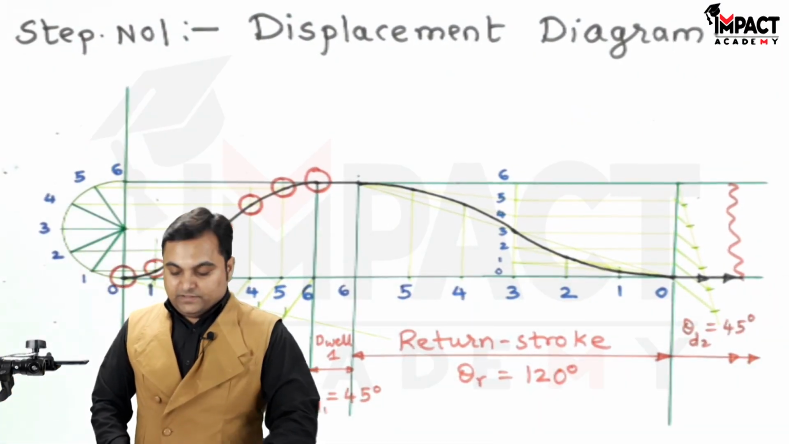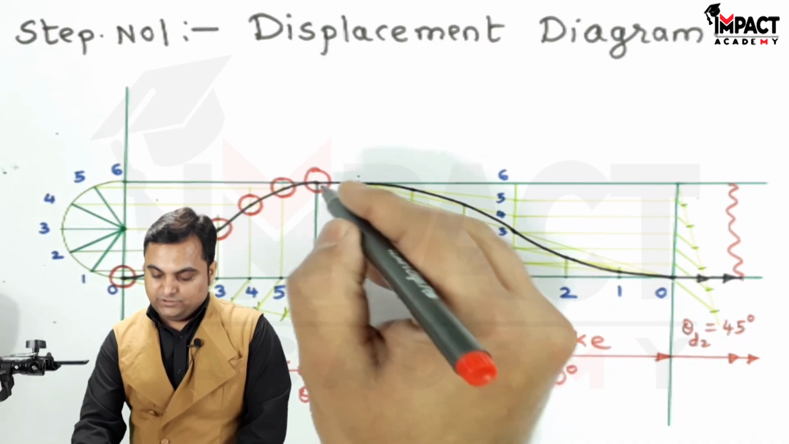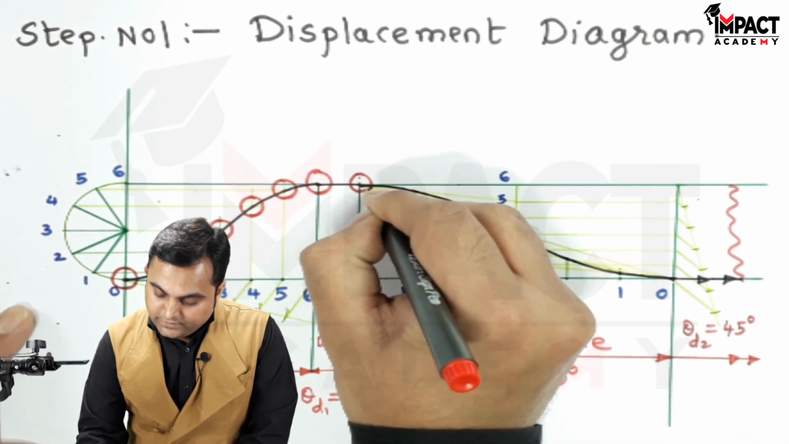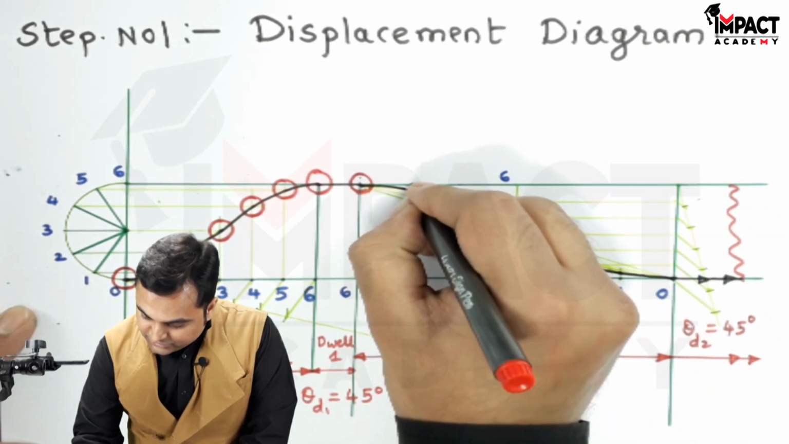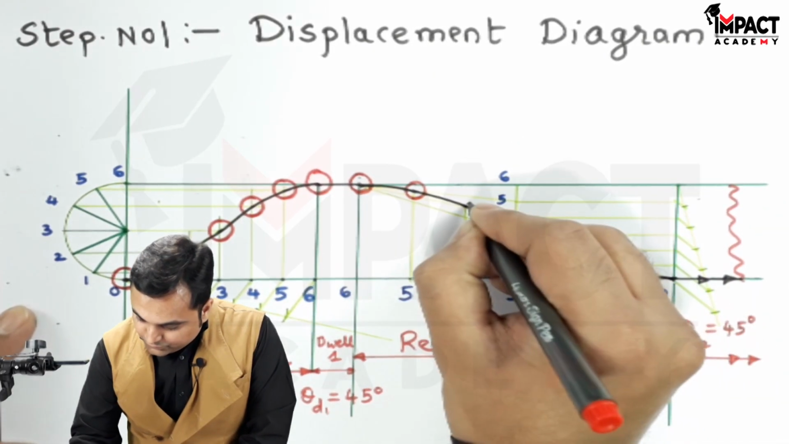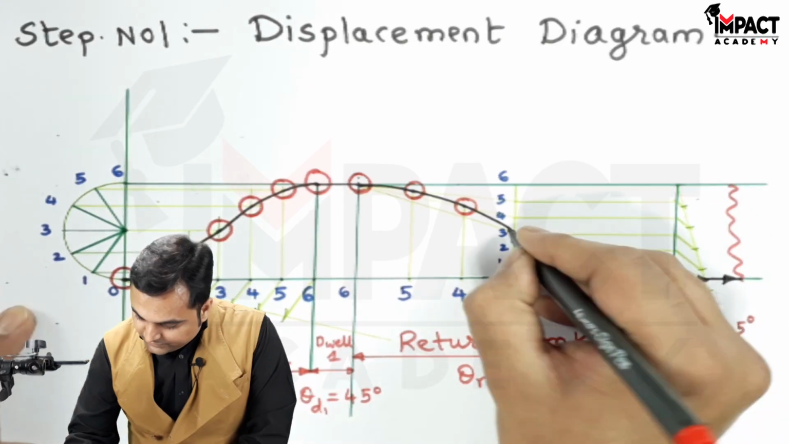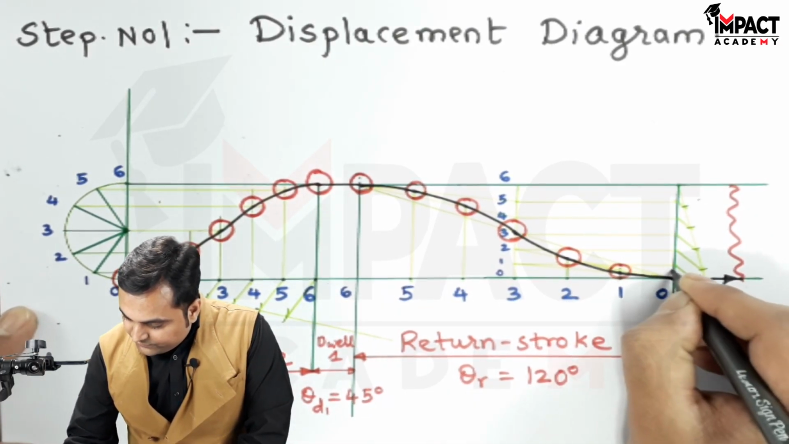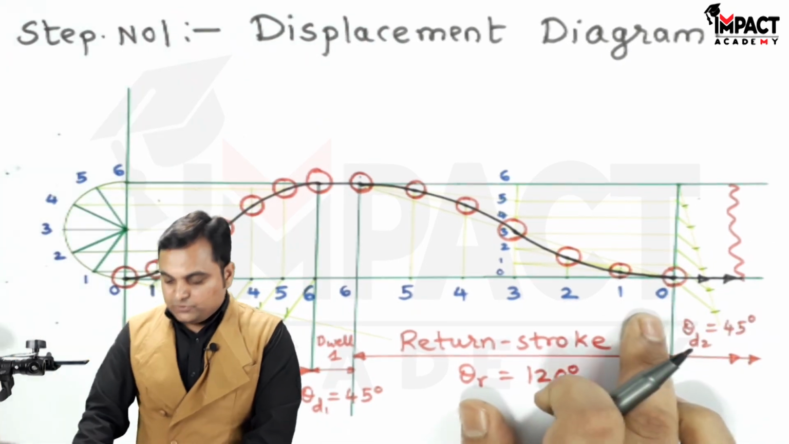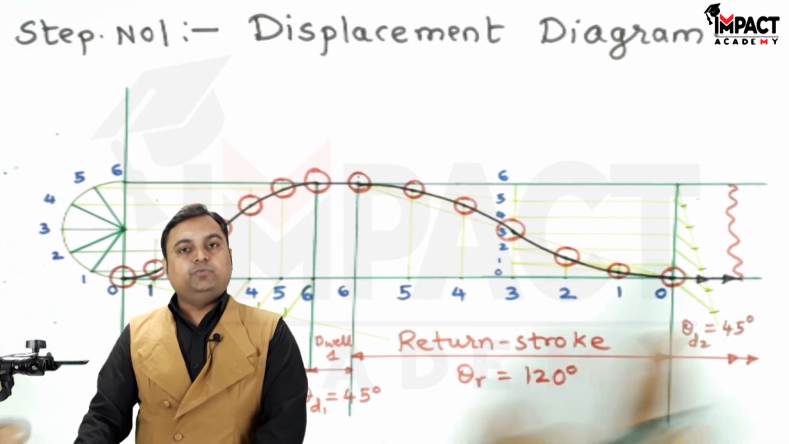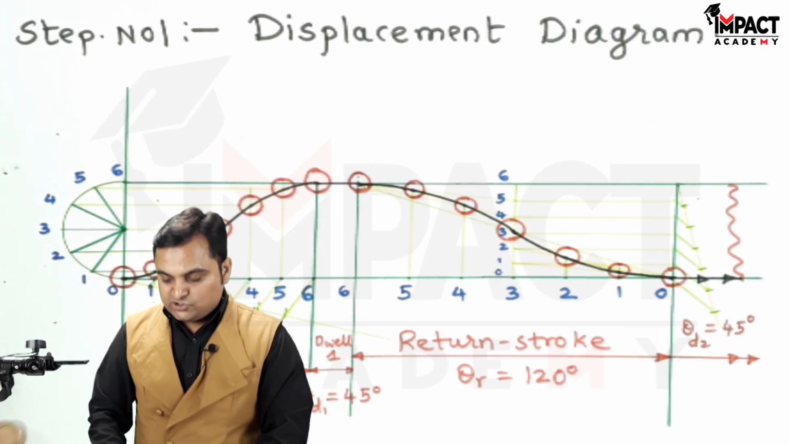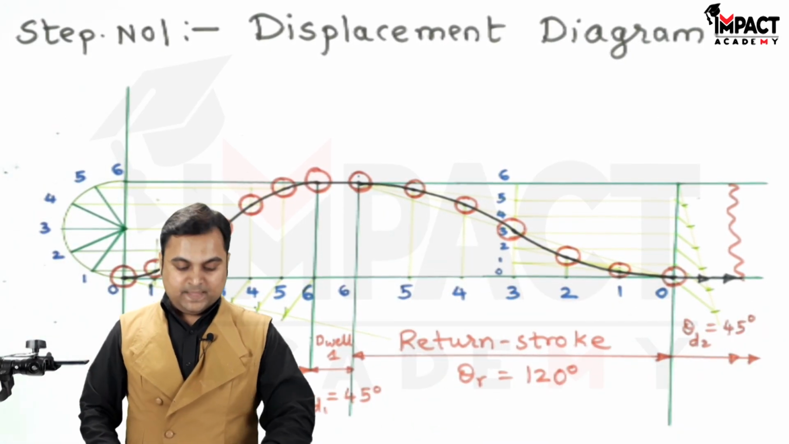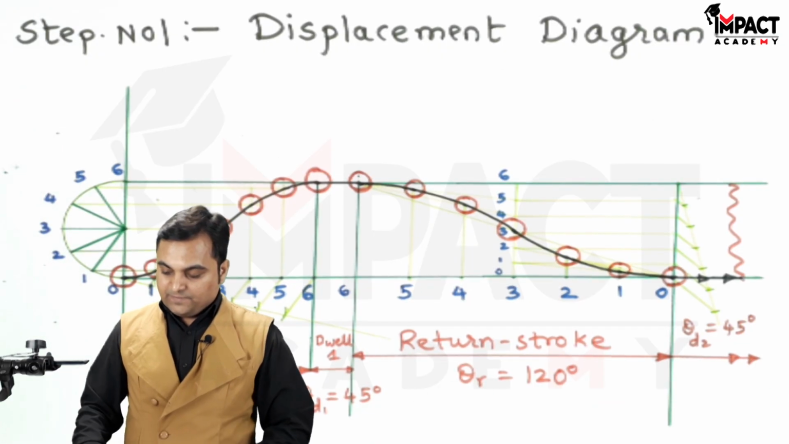And just to explain this, the roller is at the top during the dwell at the same height, taking the centers as the reference, and it will start falling during the return stroke. These are the centers which are shifted, these rollers, and finally it will return to the original position. These rollers are not to be shown on the displacement diagram. I am just showing it so that we can understand how the follower movement takes place. Now this completes step number 1.